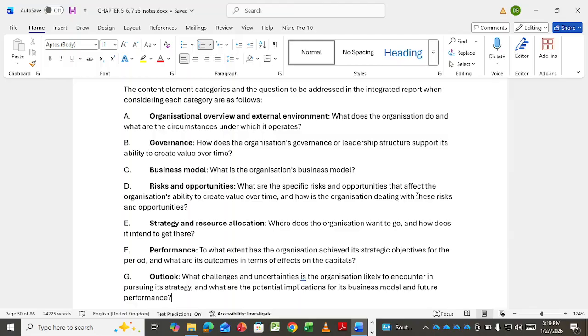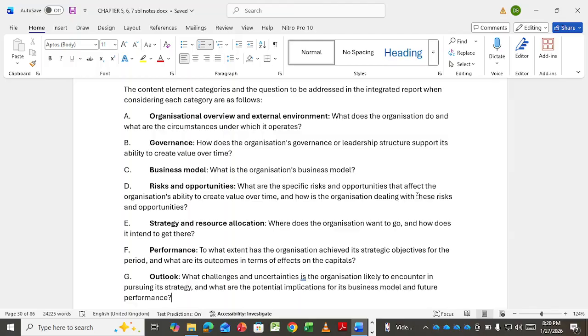Then you could also include business models. Which models are you using and following as a company? You can also include the risks and opportunities that you're facing in the process of value creation. We can include the performances that we are having, which are not financial performances. This could be as a result of maybe the 6 capitals that we've just talked about.